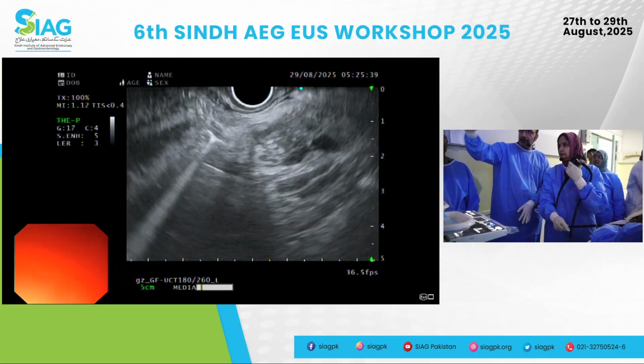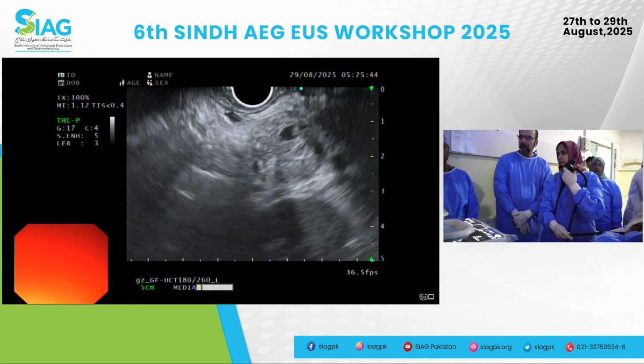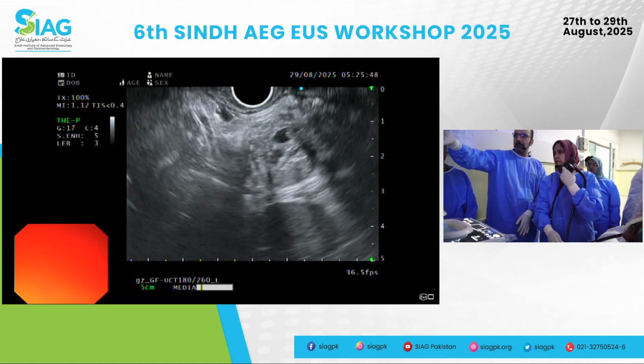Now pull back on it a bit. There, and keep going clockwise. Good. So a lot of abnormal parenchyma here. Keep pulling back.